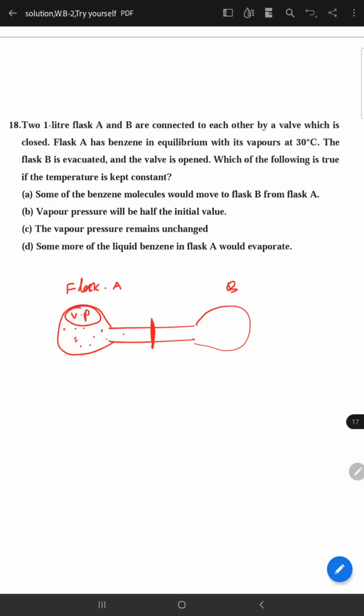So what happens? You remember students, vapor pressure depends only on temperature. So since temperature remains constant, see at 30 degrees Celsius, only one temperature is given, and also they have mentioned the temperature is kept constant. So vapor pressure depends only on temperature. Since temperature remains constant, even when you open the valve, the vapor pressure of liquid benzene will not change. So therefore option C is the correct answer. The vapor pressure remains unchanged. So option C is the correct answer.